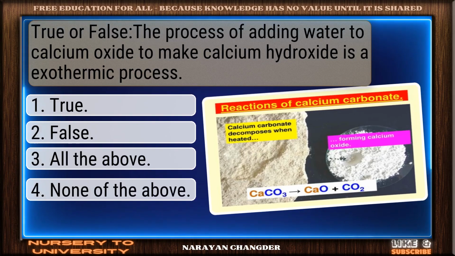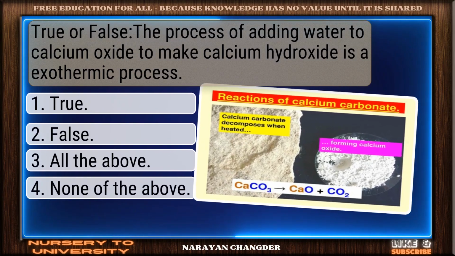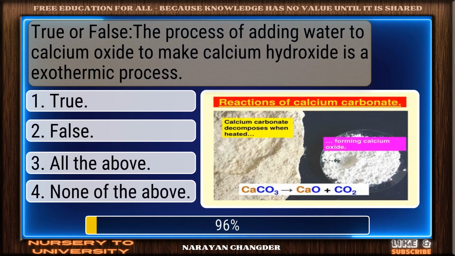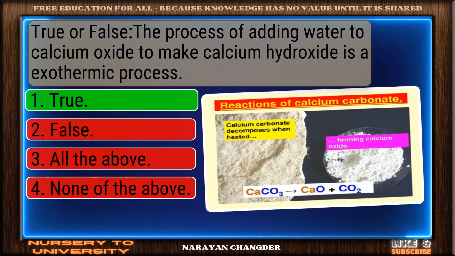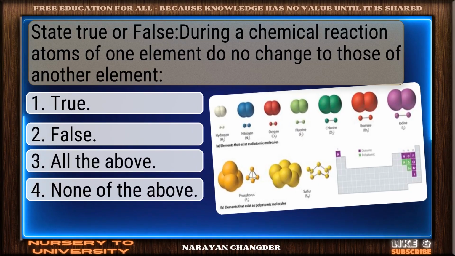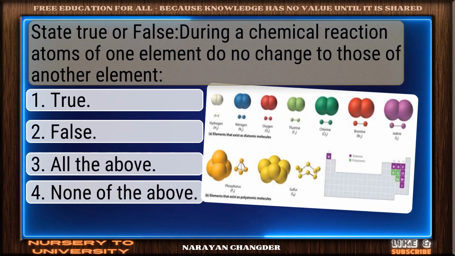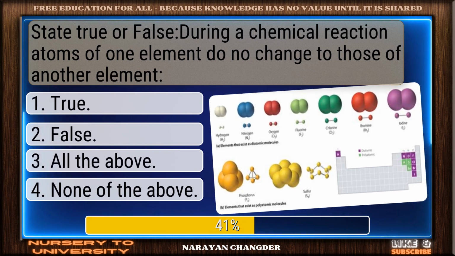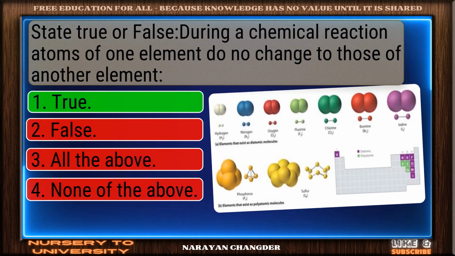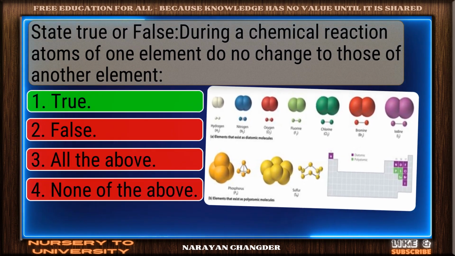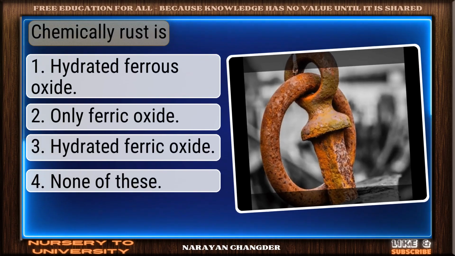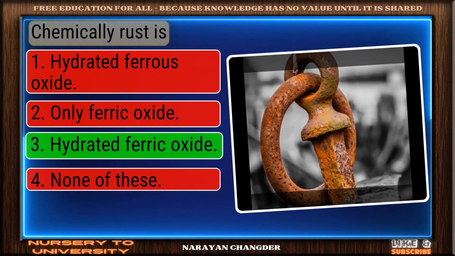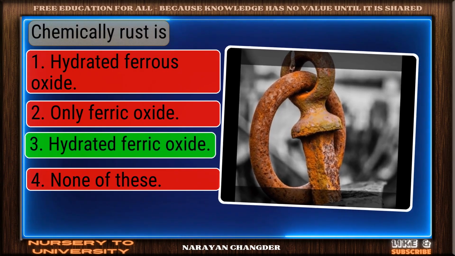True or false? The process of adding water to calcium oxide to make calcium hydroxide is an exothermic process. On track. True is correct. State true or false. During a chemical reaction, atoms of one element do not change to those of another element. Excellent. True is well reasoned. Chemically, rust is. Valid point. Hydrated ferric oxide is true.